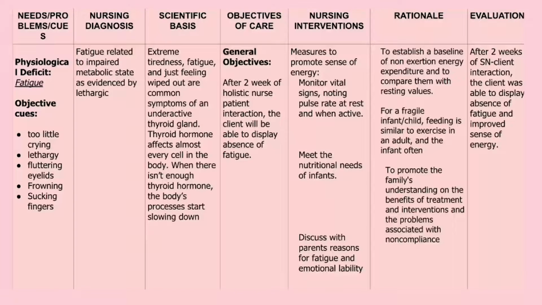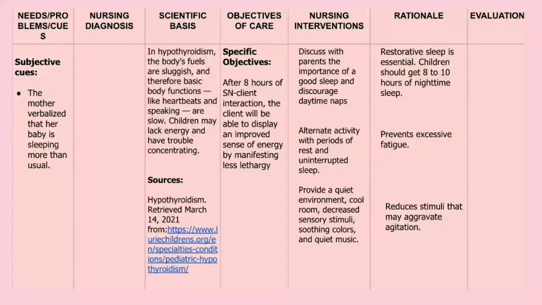Discuss the importance of good sleep and discourage daytime naps. Restorative sleep is essential. Children should get 8 to 10 hours of nighttime sleep. Alternate activity with periods of rest and uninterrupted sleep. This is to prevent excessive fatigue.